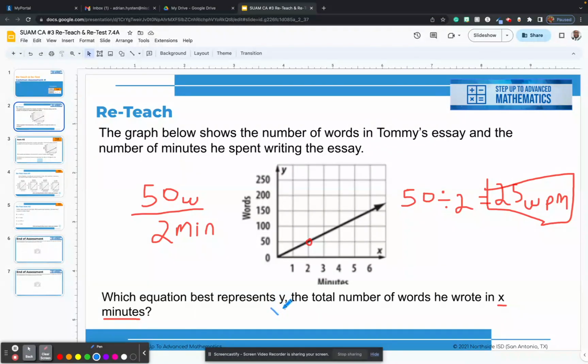But how do I write 25 words per minute in equation form? Well, we would put y is equal to 25x, meaning that no matter what x is, we would multiply by 25.